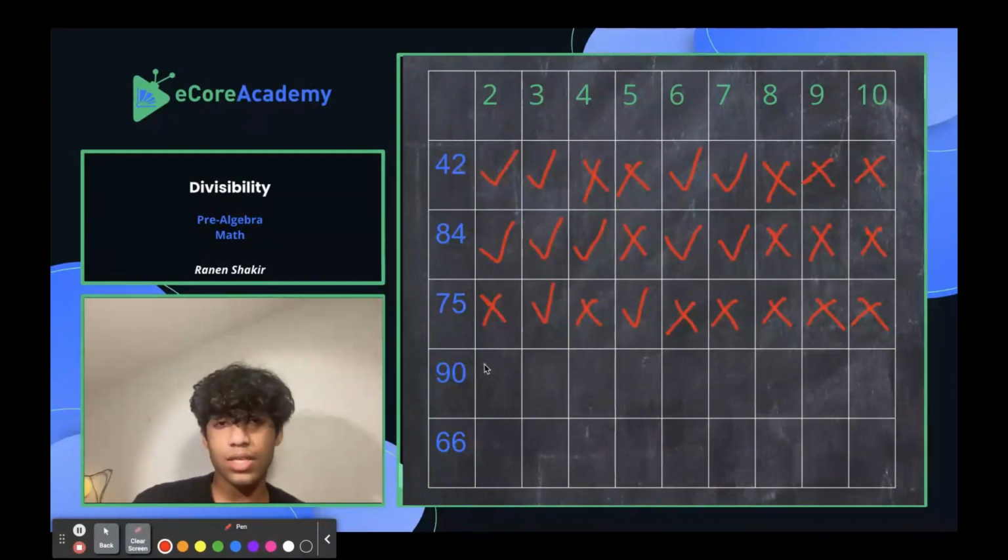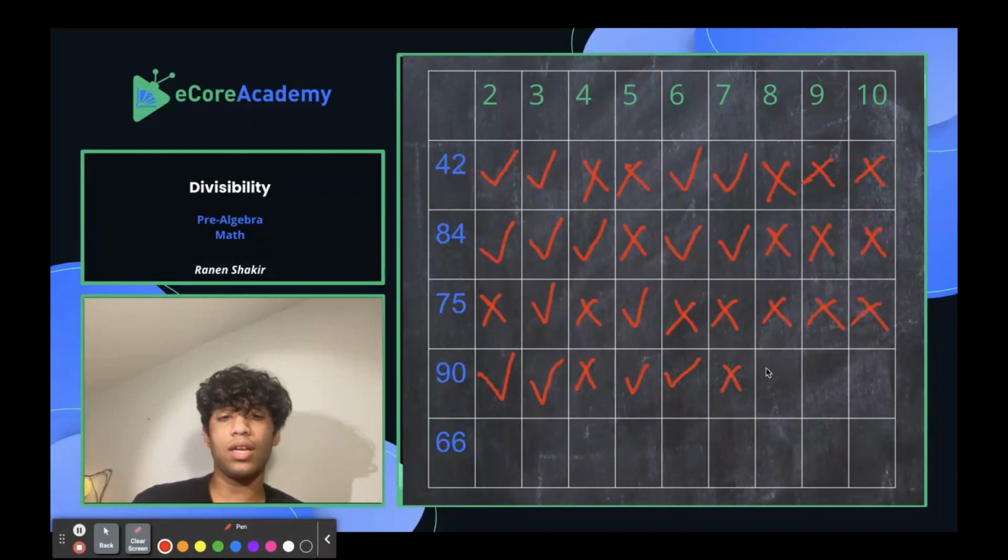90, yes, this is divisible by 2 since it is an even number. 3, yes it is, because 9 plus 0 is 9, and 9 is divisible by 3. 4, it is not going to be divisible by 4. 5, it is. 6, it is, since you can see it's already evenly divisible by 3.